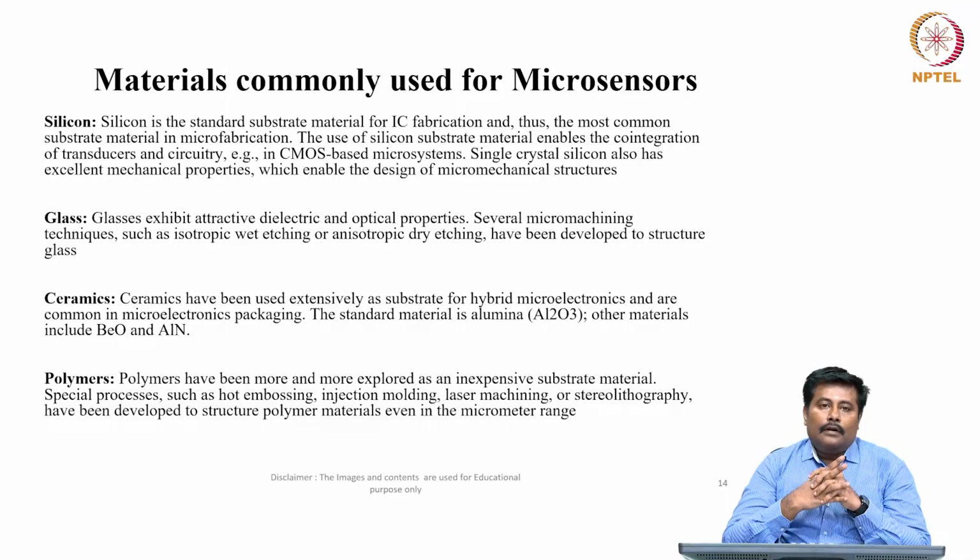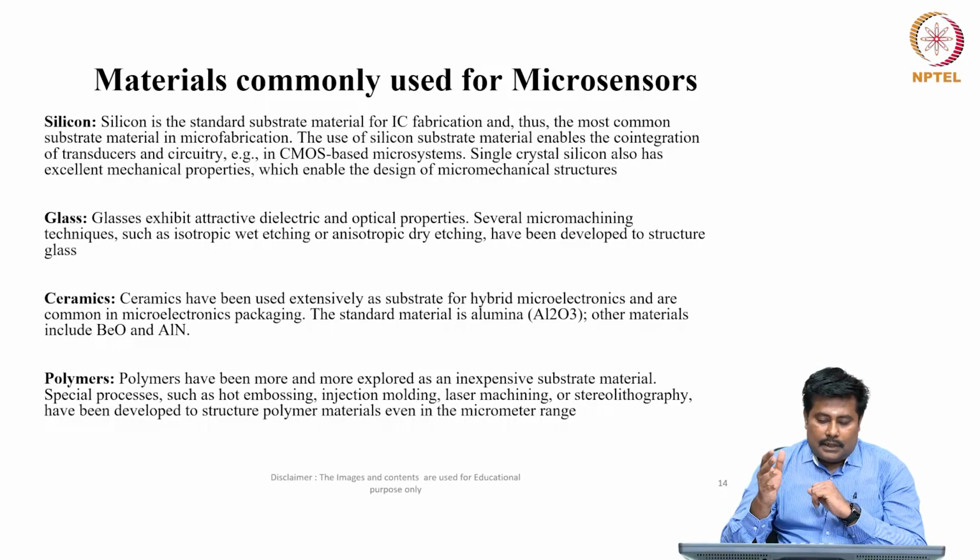Apart from that, we also have polymers. So polymers have been more and more explored as an inexpensive substrate material. Special processes such as hot embossing, injection molding, laser machining or stereolithography have been developed to structure the polymer even in the micrometer range.